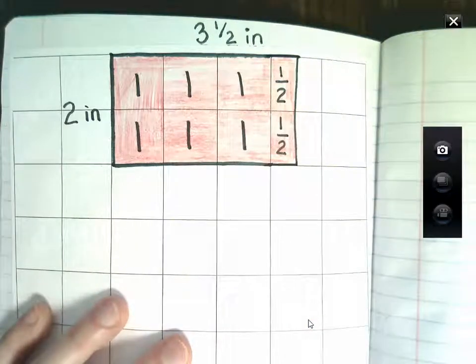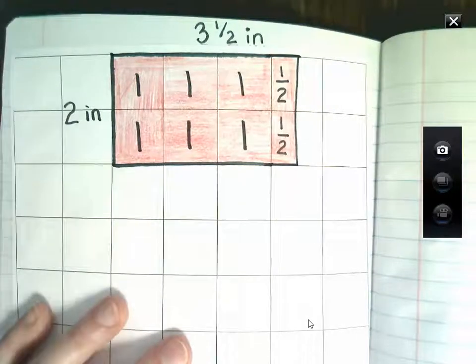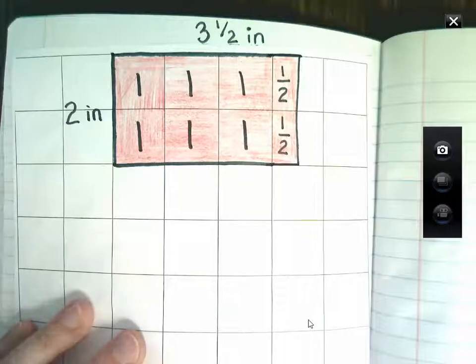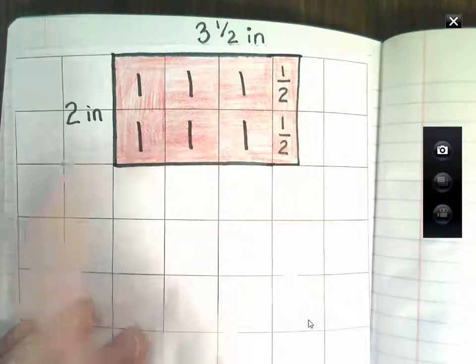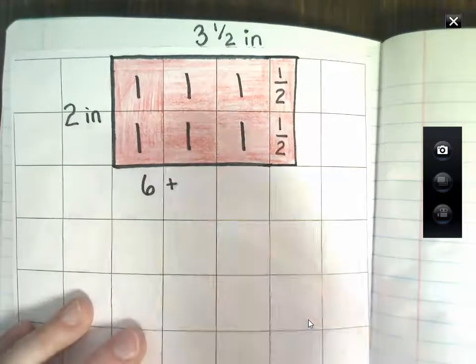I know we've been talking about area all week, and we've been multiplying, because to find area, you multiply the length times the width, label your sides. But another way to find area is to literally count the square inches that are inside our figure. So let's count the area. I see 6 whole square inches. Do you see my 6 wholes? So I'm going to write 6 plus.